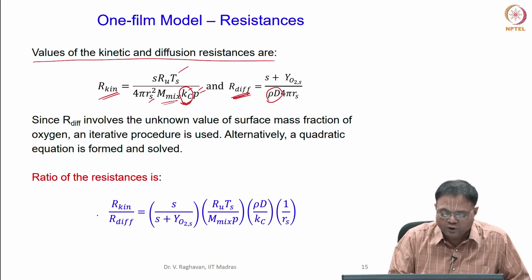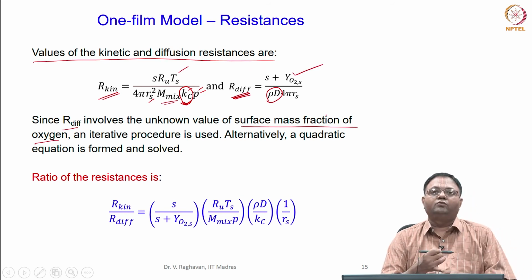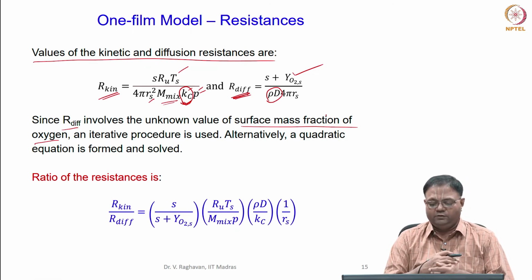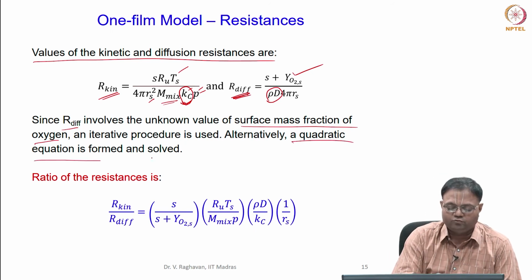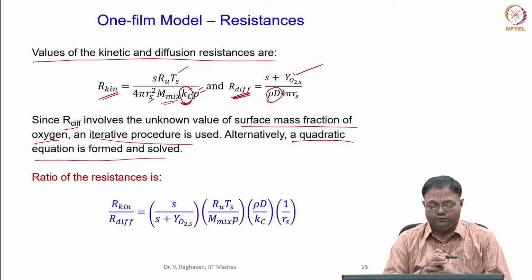As I told you, RF involves the surface mass fraction of the oxygen, this term. So iteratively you have to solve it. Guess a value, or combine the equation and do it this way. A quadratic equation can be generated and solved, or an iterative procedure can also be used to solve. So there are techniques to solve this.